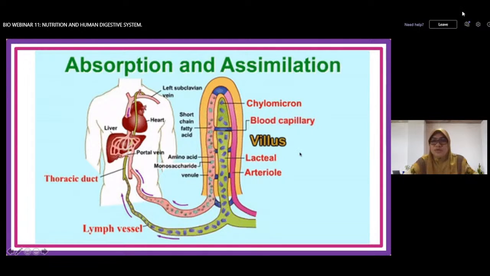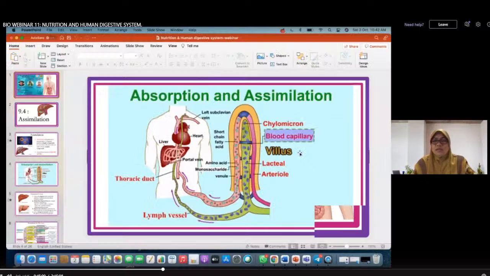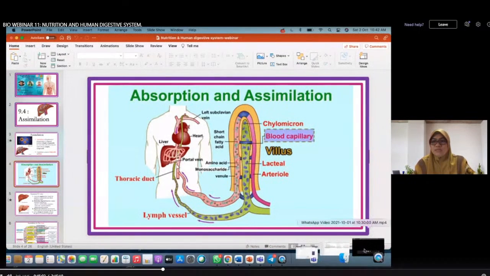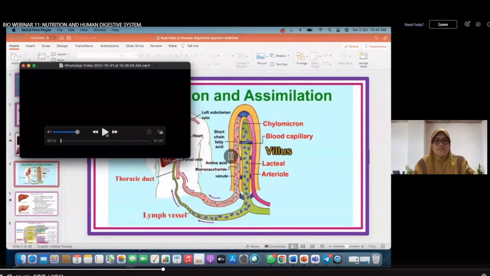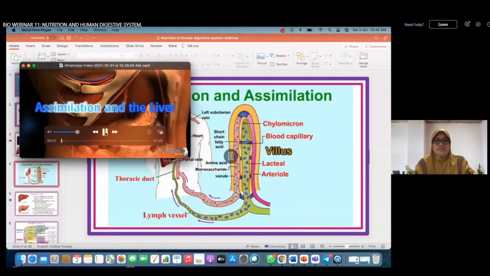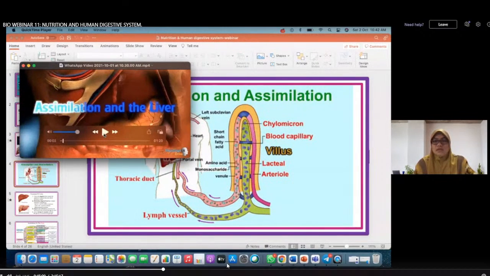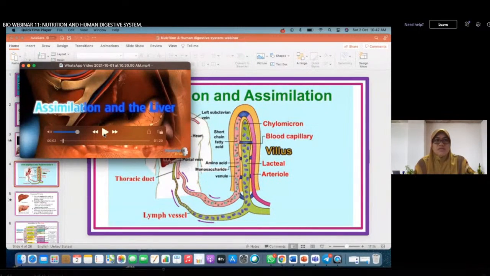Okay, boleh faham? Okay, so nak make sure kamu semua faham ni. Lebih baik lagi cikgu akan tunjuk satu video. Assimilation and the... Okay, boleh dengar tak? Boleh cikgu. Okay, terima kasih atas respon.